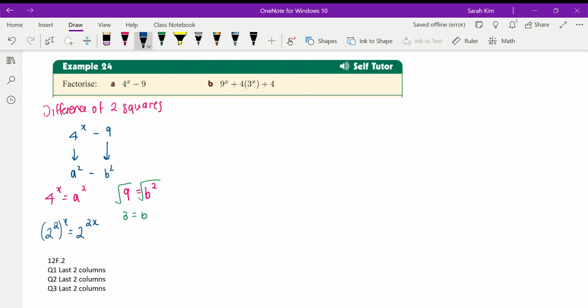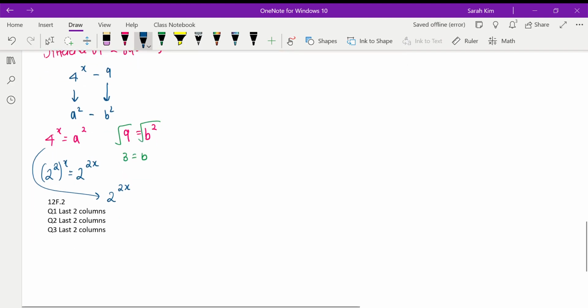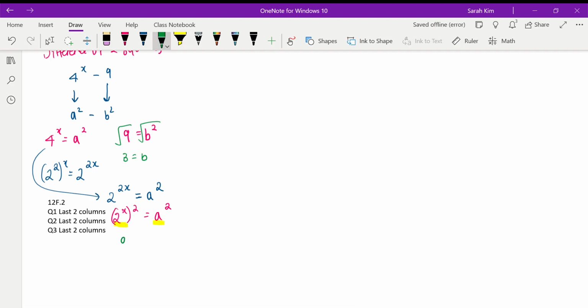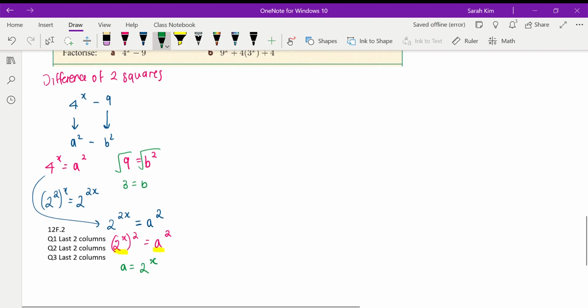So I'm going to rewrite that over here as 2 to the power of 2x equals a to the power of 2. So if I figure out what that means, if I swap the order a little bit, it's going to be 2 to the power of x, squared, is a squared. So as you can see, this will be the a. So your a will be 2 to the power of x.